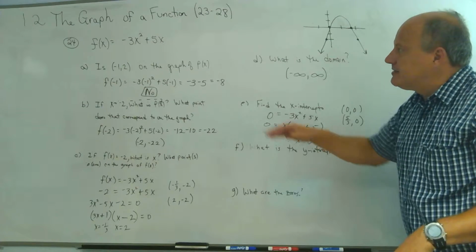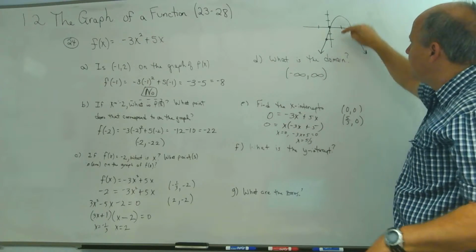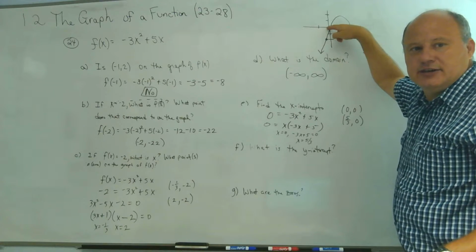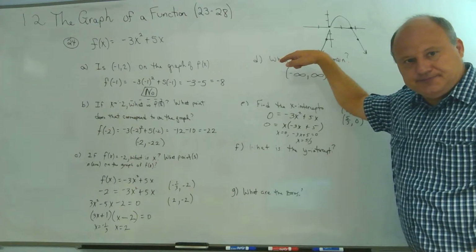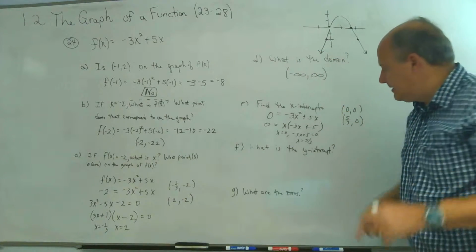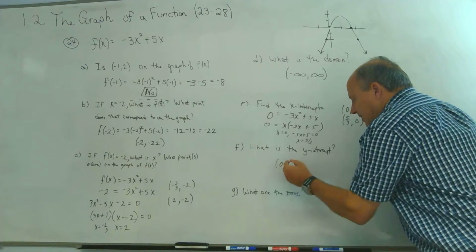Now the y-intercept is just setting the x equals 0. But you're looking at the picture now. It's obviously what the y-intercept is. Here's the y-axis. Crosses at the origin. So if you have an x-intercept at the origin, then definitely there's a y-intercept at the origin because that's where the two axes meet. So that's 0, 0.